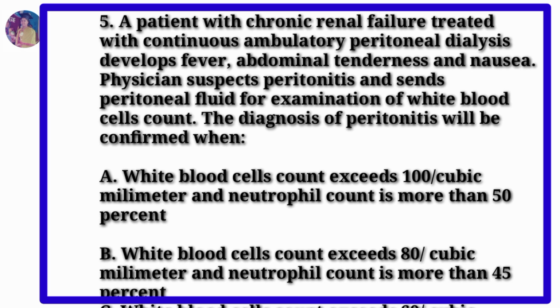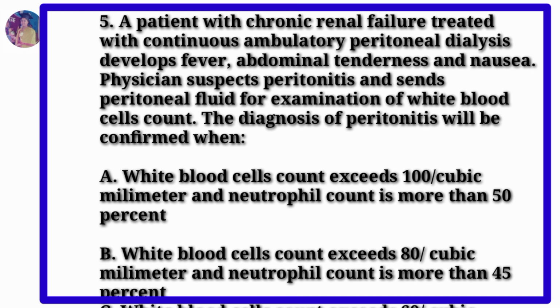Question number 5. A patient with chronic renal failure treated with continuous ambulatory peritoneal dialysis develops fever, abdominal tenderness and nausea. The physician suspects peritonitis and sends peritoneal fluid for examination of white blood cell count. The diagnosis of peritonitis will be confirmed when: Option A. White blood cell count exceeds 100 per cubic millimeter and neutrophil count is more than 50%.